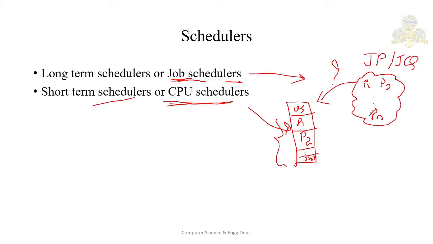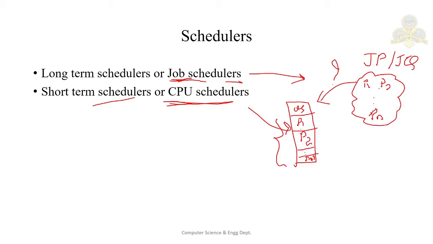Now this short-term scheduler, or your CPU scheduler, executes at least once every 100 milliseconds. Okay, why? Because you have to select the processes frequently and you have to allocate the CPU to them. That's why the short-term schedulers would be executed frequently.